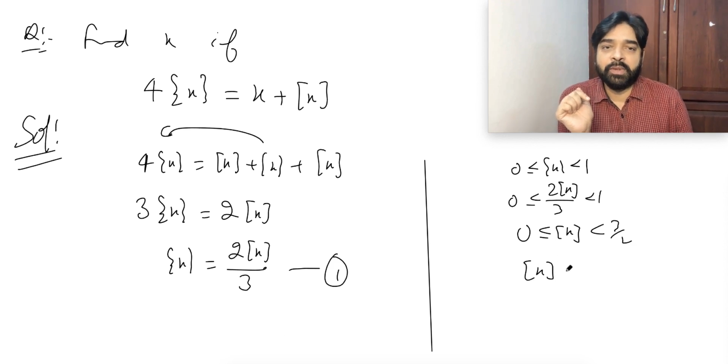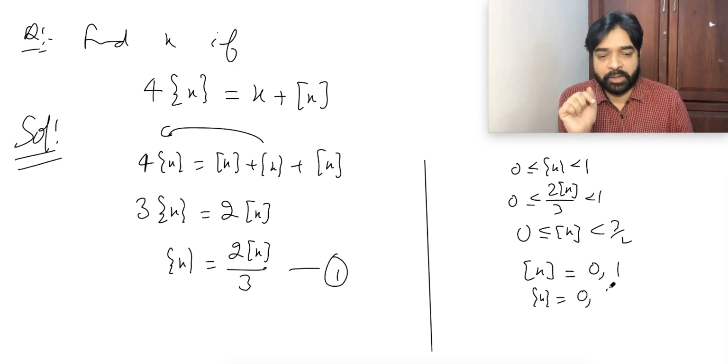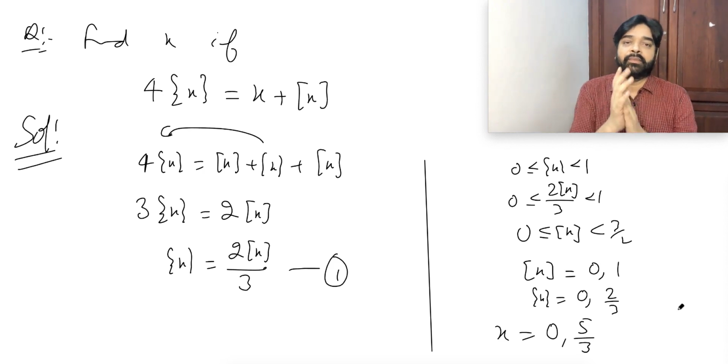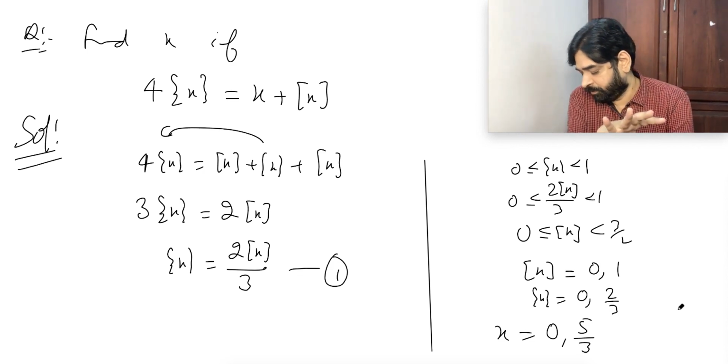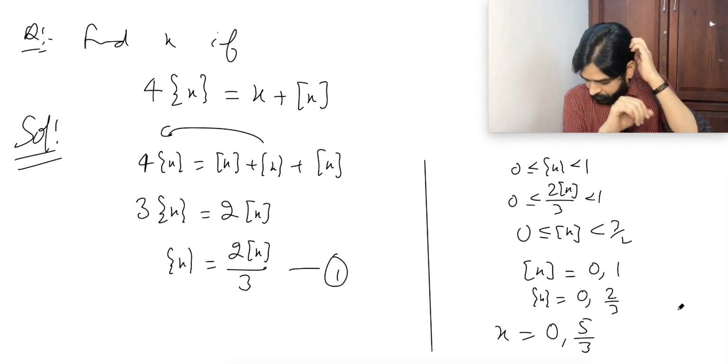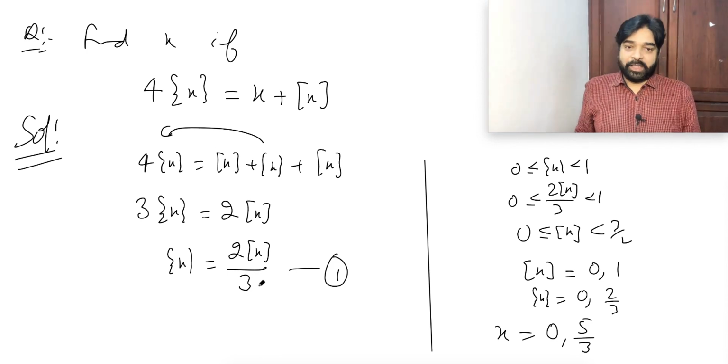So greatest integer x will be what? Either 0 or 1, because 3 by 2 is 1.5 and only an integer can happen. This value I can substitute here. So fractional part of x will be either 0 when it is 0, and when it is 1, 2 by 3. So x will be what? This plus this. 0 and 5 by 3 is the answer. Finished. This is the answer. Did you understand? It's such a simple question, not able to solve? So by this your greatest integer topic is over.